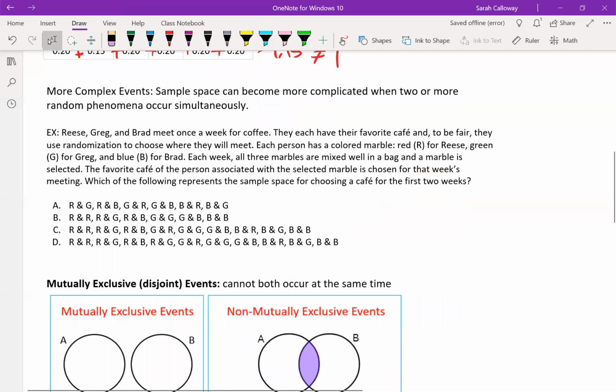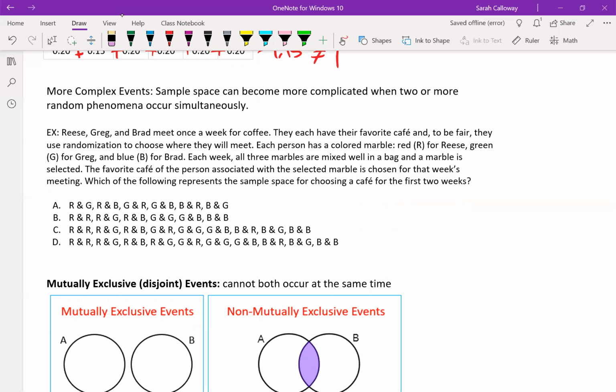The next thing that they talk about is sample spaces for more complicated events, complex events. And so the sample space can become more complicated when 2 or more random phenomena occur simultaneously. So for this problem, they want us to determine which of these is the sample space. So we'll write it out and then figure out which one matches.